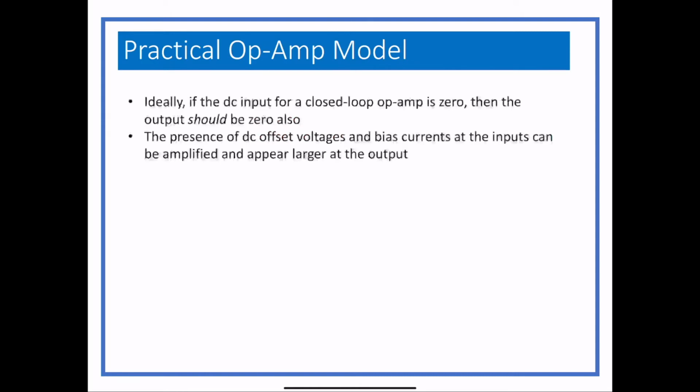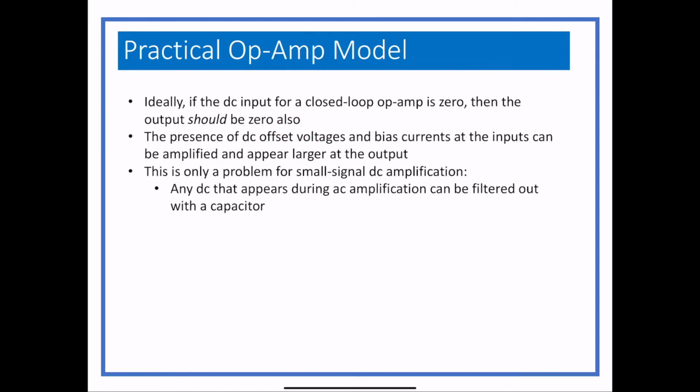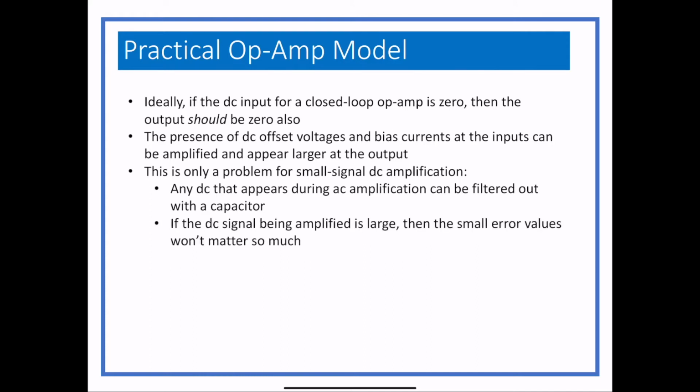So this is only a problem when you're amplifying DC. When you're amplifying AC, this really doesn't matter. If you have DC and you're amplifying AC, you can just filter the DC out. So that part doesn't make any difference. You can just run the signal through a capacitor, all the DC will go away, and you'll be fine. But if you're amplifying a signal that's going to come at the output to be rather small, then it can make a big difference. So for large DC outputs, again, it doesn't really matter. But for small DC outputs, this can make a difference.